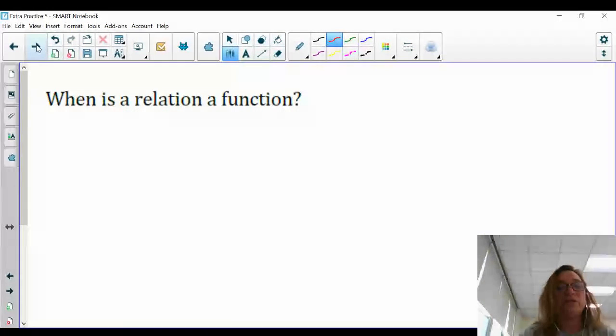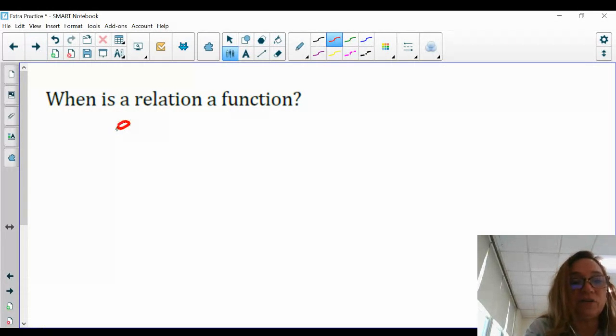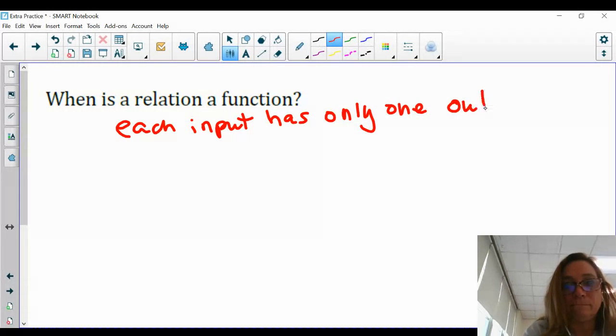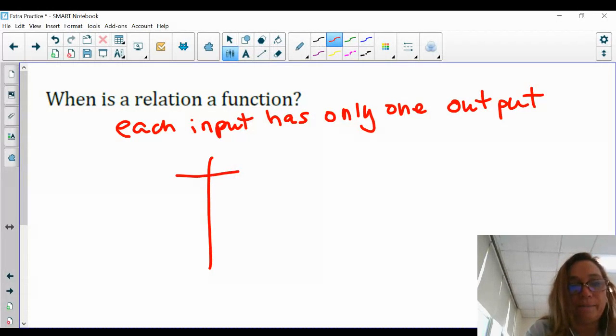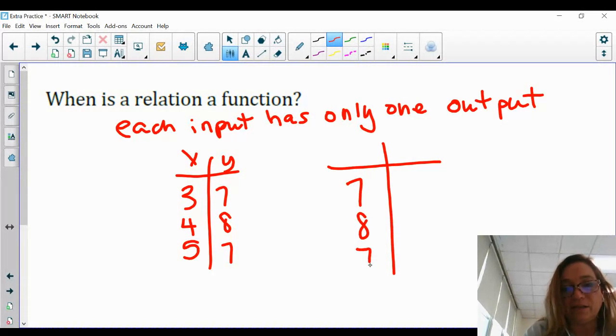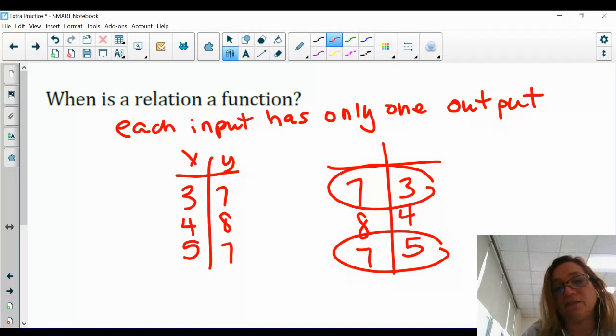All right, question 2. When is a relation a function? A relation is a function when each input has only one output. Each input has only one output. So like 3, 4, 5, 7, 8, 7, that's all good. Okay, but if I reversed it to 7, 8, 7, 3, 4, 5, that's no good because the 7 has a 3 and also a 5, and that can't happen. Not allowed.